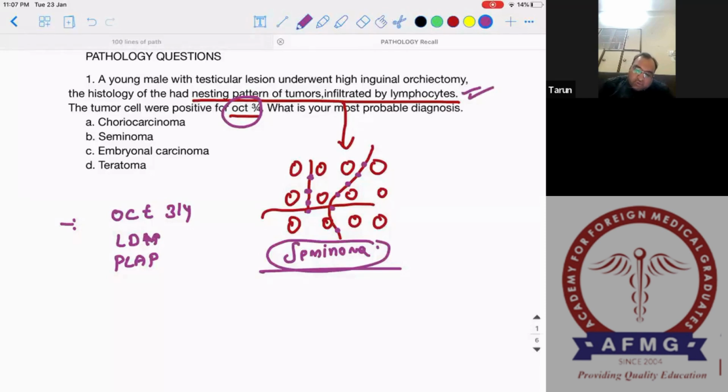So it is not fitting into choriocarcinoma, it is not fitting into embryonal carcinoma, it's not fitting into teratoma. The only answer which is fitting here is seminoma. So the right answer will be seminoma, where you will see tumor cells separated by large fibrotic bands, and those bands are infiltrated by numerous lymphocytes. And if you apply markers like OCT3-4, PLAP or LDH, they will come positive.